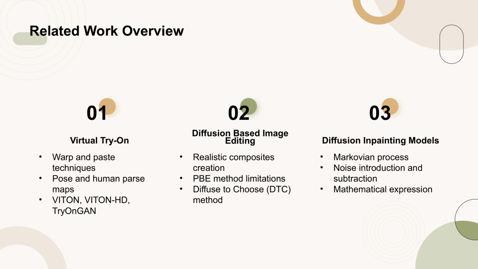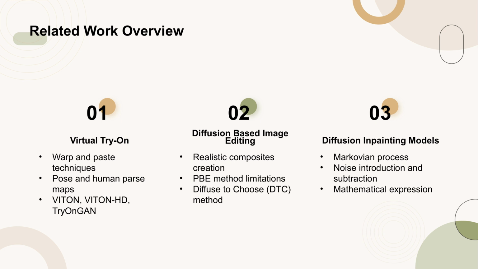Examples include VITON, which uses a two-step synthesis and refinement process, and VITON-HD, which aims for higher resolution images. TryOnGAN, on the other hand, relies on a purely latent model but often lacks fine-grained details. For diffusion-based image editing, creating realistic composites involves superimposing objects from one image onto another. The Paint by Example (PBE) method, however, has limitations due to its reliance on the CLS token for image conditioning, leading to significant detail loss.